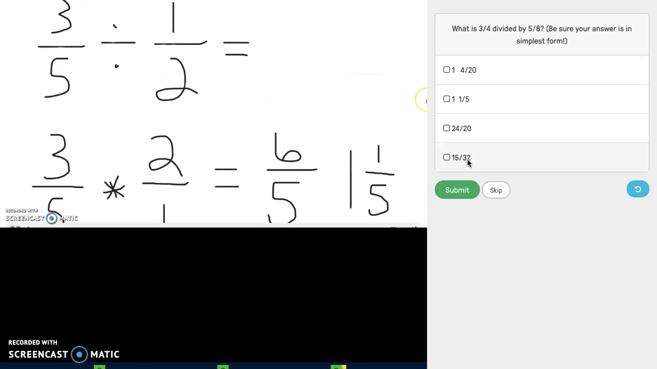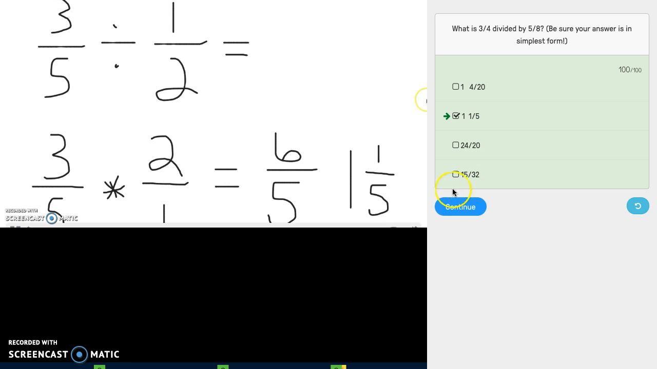So another option with a question is you don't have to leave an open-ended question. You can also make a multiple choice question. So here is my extra problem for students to test, make sure that they know what they're doing. So 3/4 divided by 5/8, making sure my answer is in simplest form. I'm going to go ahead and click 1 and 1/5, and it gives me feedback right away that I do have the correct answer. If you notice the other answers, you'd be able most likely to figure out what the students' misconceptions were if they chose those other answers.